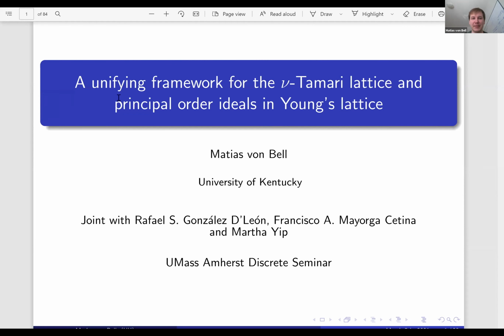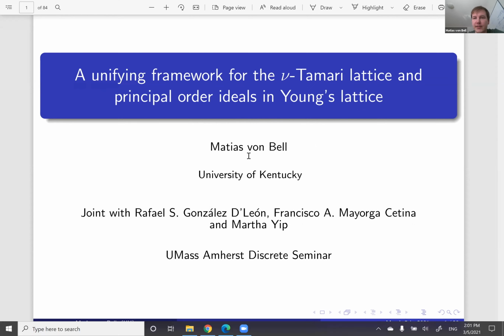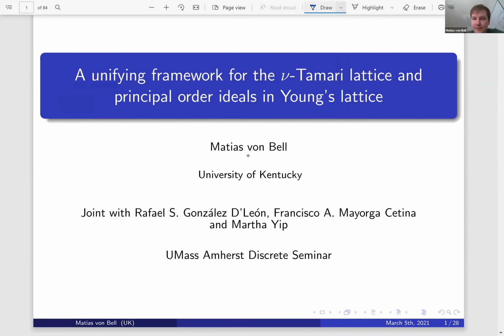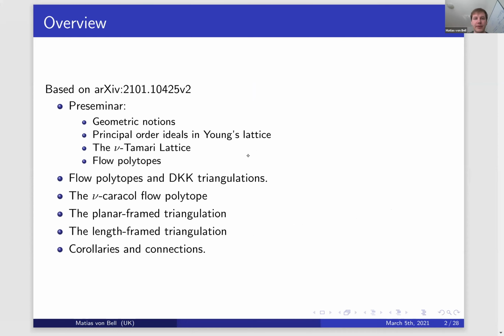Yeah, so I'll be talking about a unifying framework for the nu-Tamari lattice and principal order ideals in Young's lattice. And this is joint work with Rafael Gonzalez de Leon and Francisco Mayorga Cetina and my advisor, Martha Yip. And so for this pre-seminar portion, I thought we would go over some of the definitions and some notions that will be useful for understanding the talk.